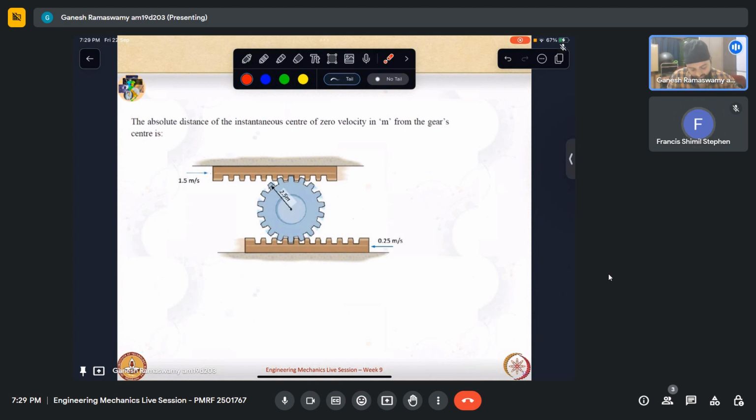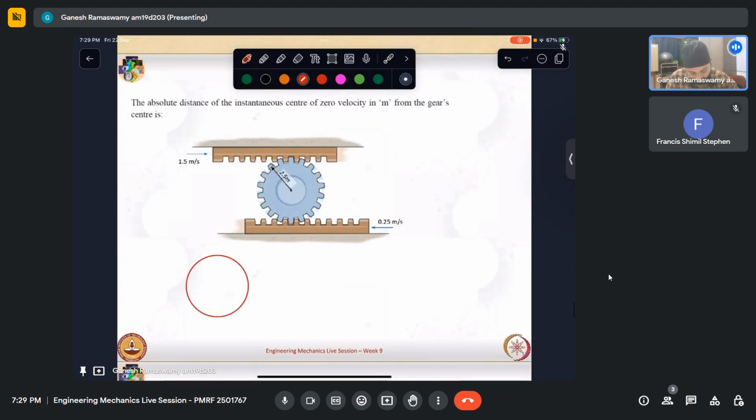So let us look at this question. The absolute distance of the instantaneous center of zero velocity, in meters, from the gear center is what is asked. So let us say I take the mean radius like that, somewhere like that. I have been given two velocities here. For this one, since it is meshed, it has a velocity of 1.5 meters per second. And the bottom has a velocity of 0.25 meters per second.